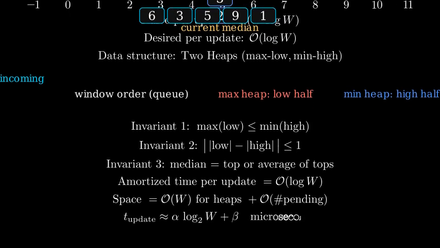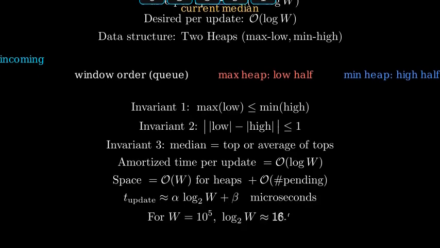Latency model. A heap operation uses about log base 2 of W comparisons. If each comparison takes C microseconds, including memory access overhead, the update latency is approximately alpha times log base 2 of W plus beta microseconds. Here, alpha and beta are machine-dependent constants. The key point is that latency grows slowly with W.